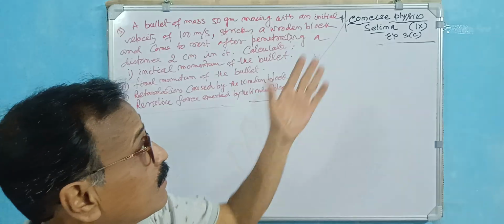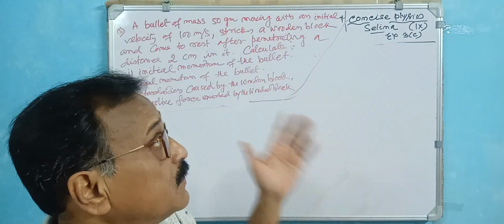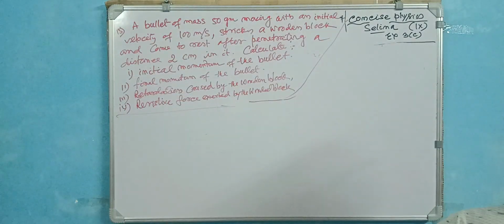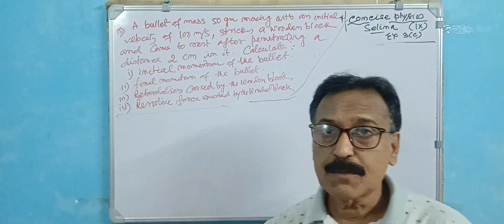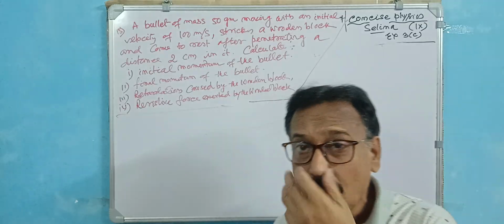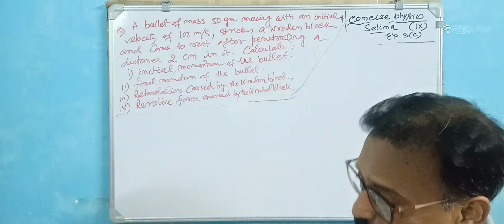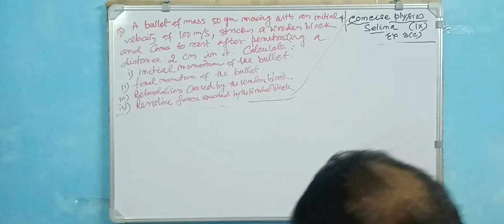Today I will also discuss, from the Concise Physics Selina Publication Class 9 book, Exercise 3.C, the numericals from motion in one dimension or the laws of motion. The last sum here, sum number 15, is a very interesting sum.